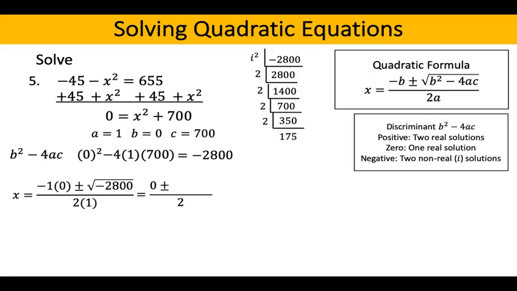We get here at 175. That is no longer divisible by 2. We now have to divide by 5. 5 goes into 175 35 times. 5 goes into 35 7 times. And then, of course, 7 is prime, so we'll divide by itself to get our 1. So we see our pairs. We have a pair of i's, 2 pairs of 2's, and a pair of 5's.